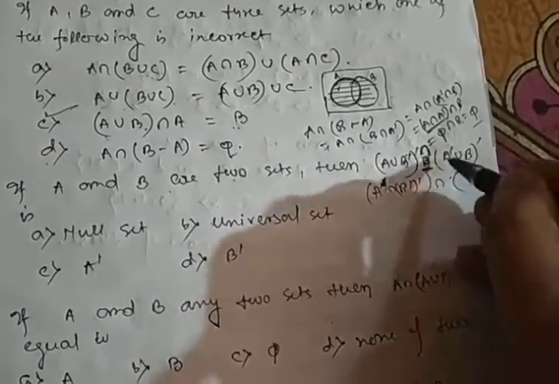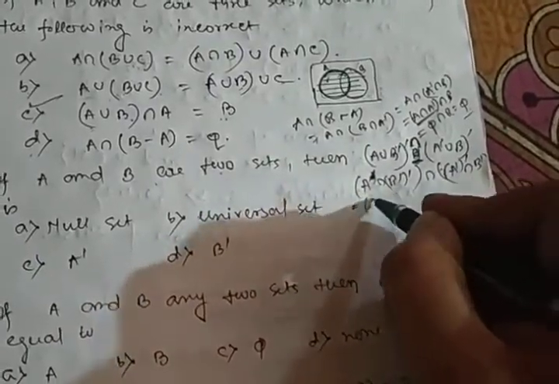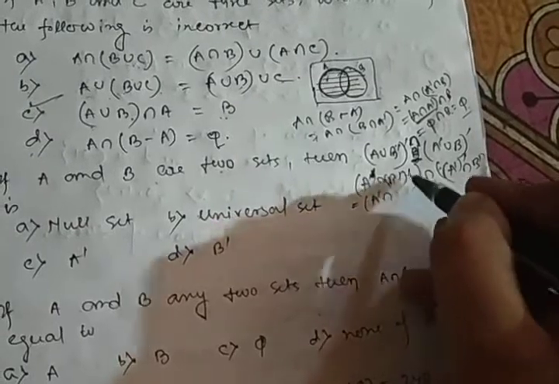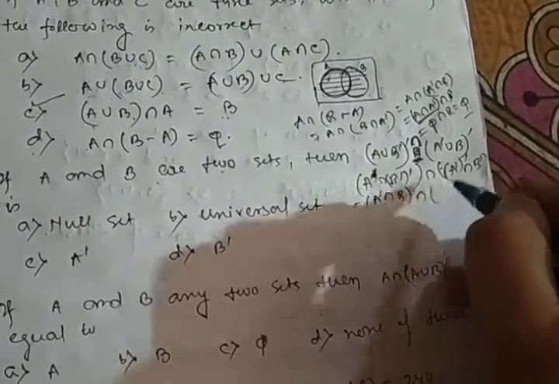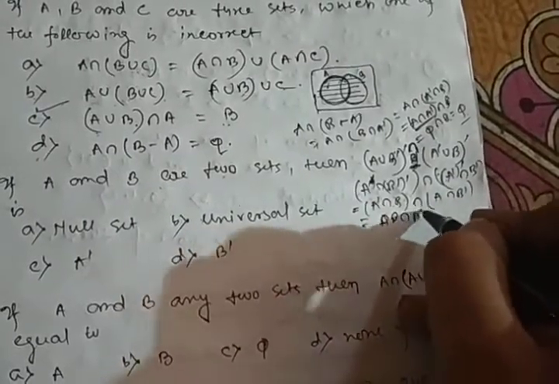Also if we use De Morgan's law in the other part, we will get A complement of complement intersection B complement, by De Morgan's law. Also by the complement law, B complement of complement will be B, and A complement of complement will be A, so we get A intersection B dash. If we use the commutative law, we get B intersection A dash intersection A intersection B dash.